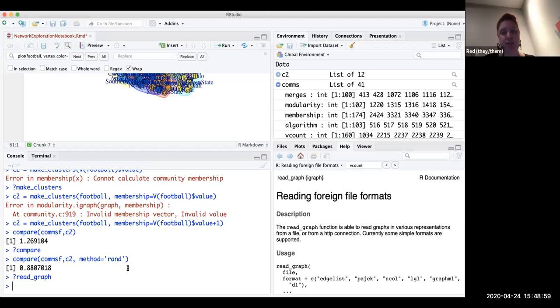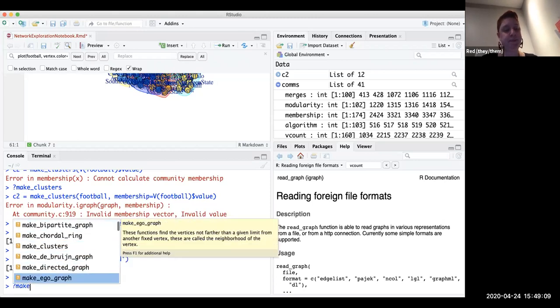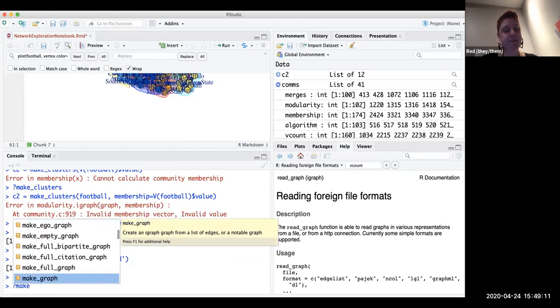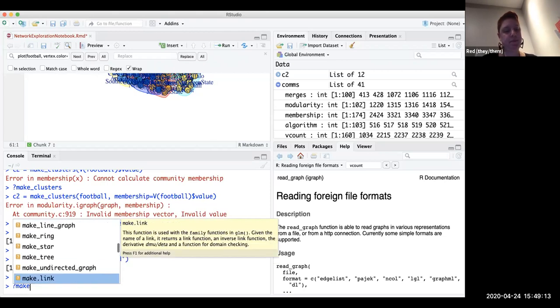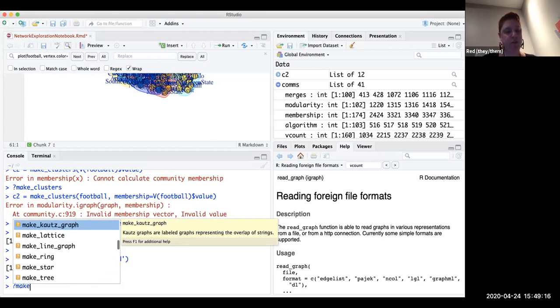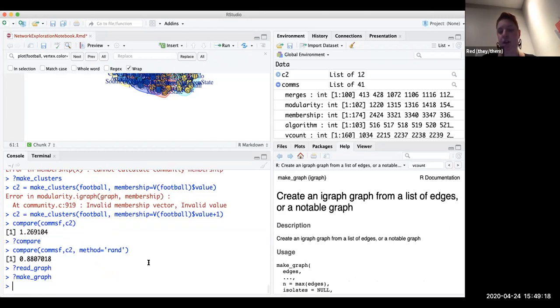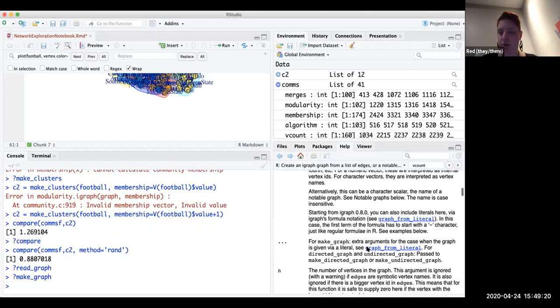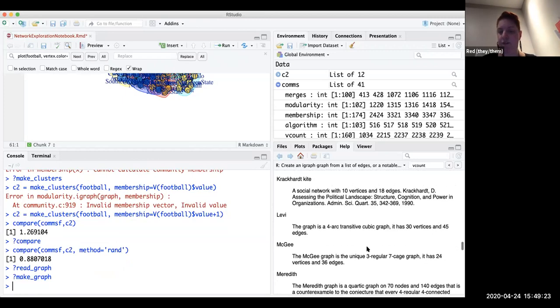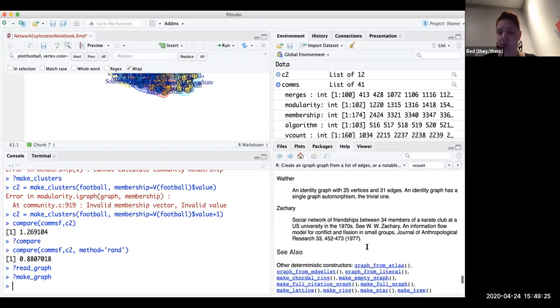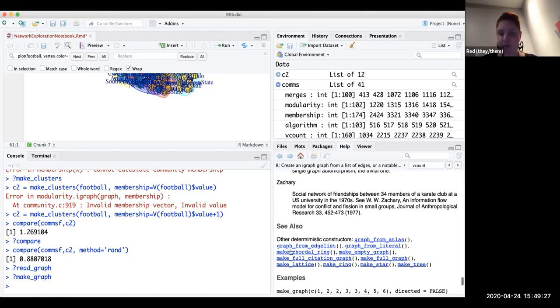So the way we'd want to do that, if you pull a CSV into R and you have a matrix, you then want to use the make graph function. Or let's look at the make graph function, because I believe it was there. Graph from adjacency is what I'm looking for.